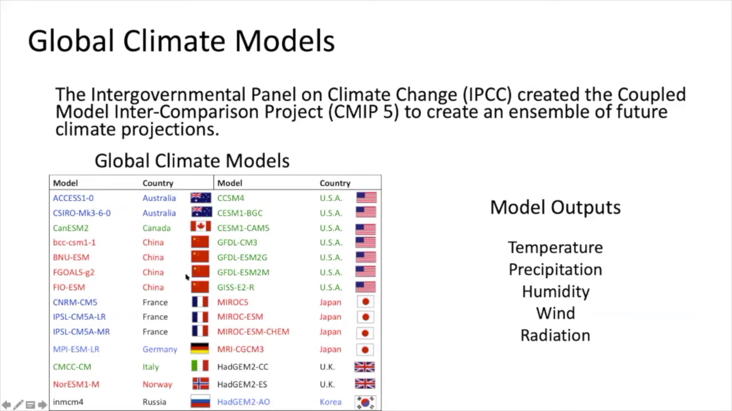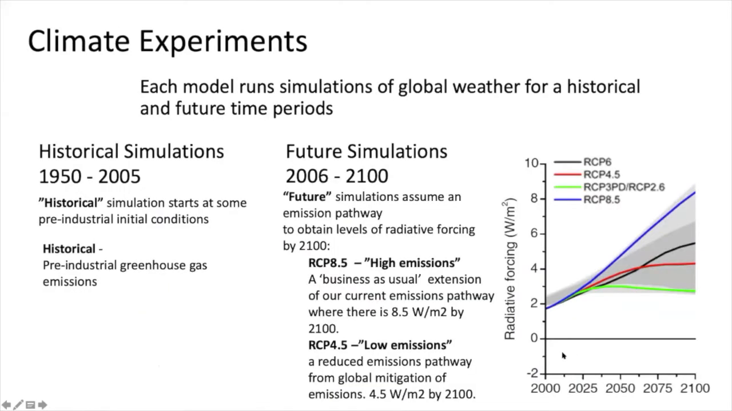And for the data in the toolbox, we utilized 20 of them that supplied daily data of temperature, precipitation, humidity, wind, and radiation. Each model ran the same climate experiment or simulation of global weather for a historical and a future time period. For the historical time period, the simulations started at some pre-industrial initial conditions of greenhouse gas emissions, and we extracted 1950 to 2005 from these historical simulations.